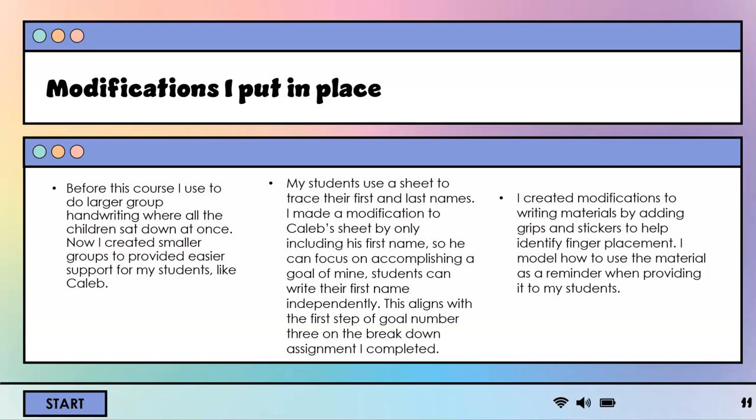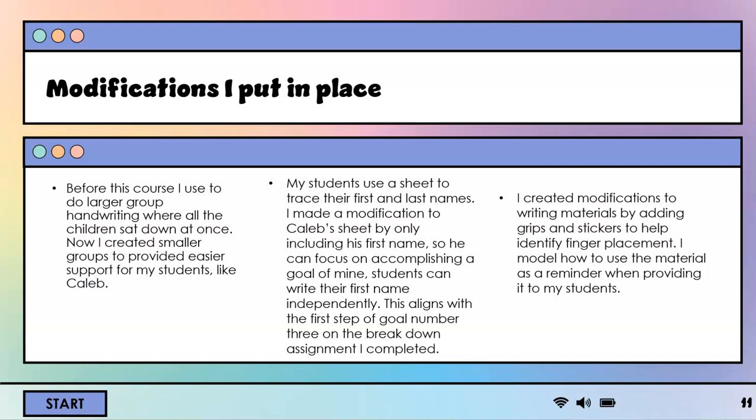My students use a sheet to trace their first and last name. I made modifications to Caleb's sheet by only including his first name so he can focus on accomplishing a goal of mine, which is that students can write their first name independently. This aligns with the first step of goal number 3 on the breakdown assignment I completed.